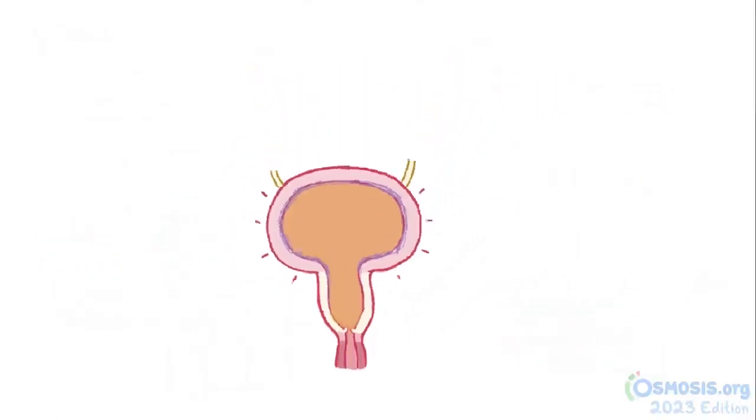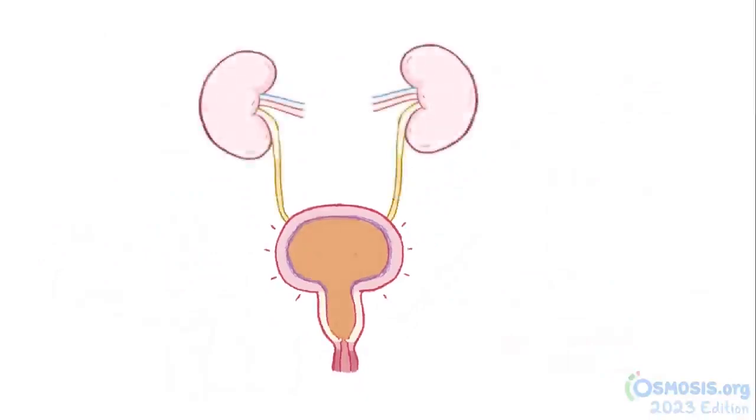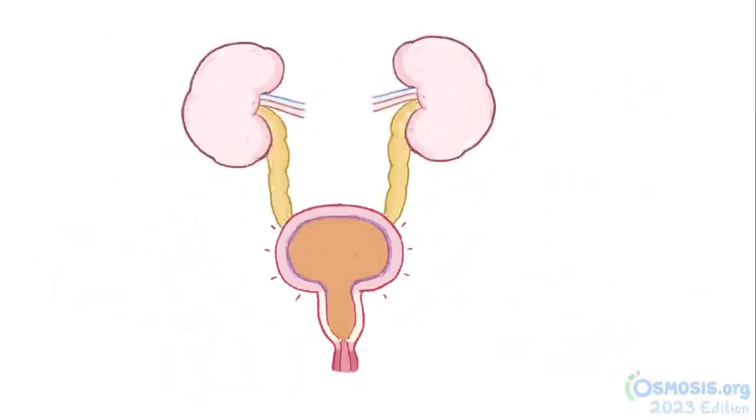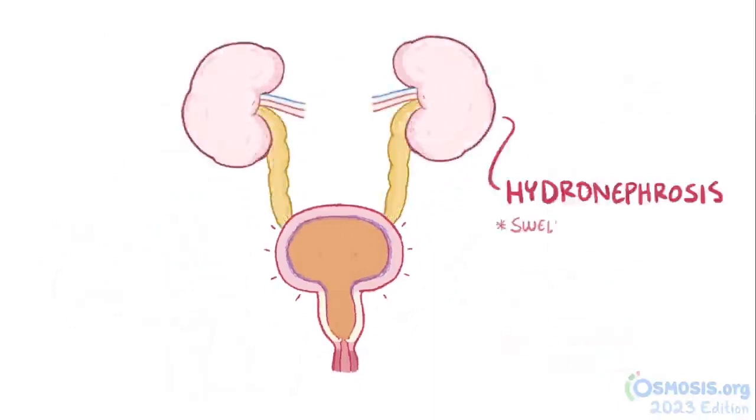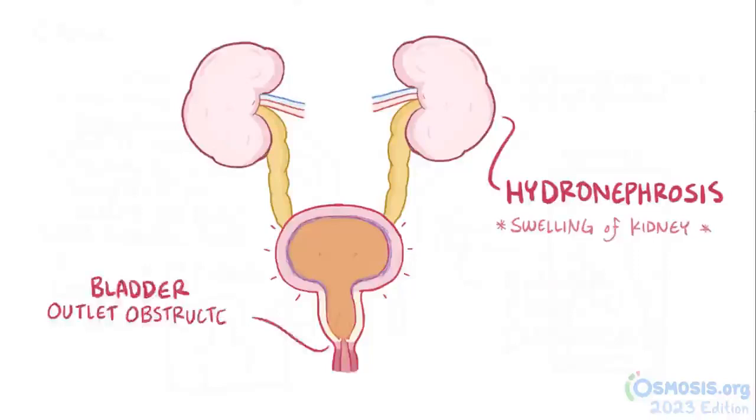That high pressure urine has nowhere to go but up to the ureters and eventually to the kidneys, causing hydronephrosis, which is the swelling of a kidney due to a buildup of urine. In PUV, since the bladder outlet's obstructed, the hydronephrosis is bilateral, meaning it affects both kidneys.